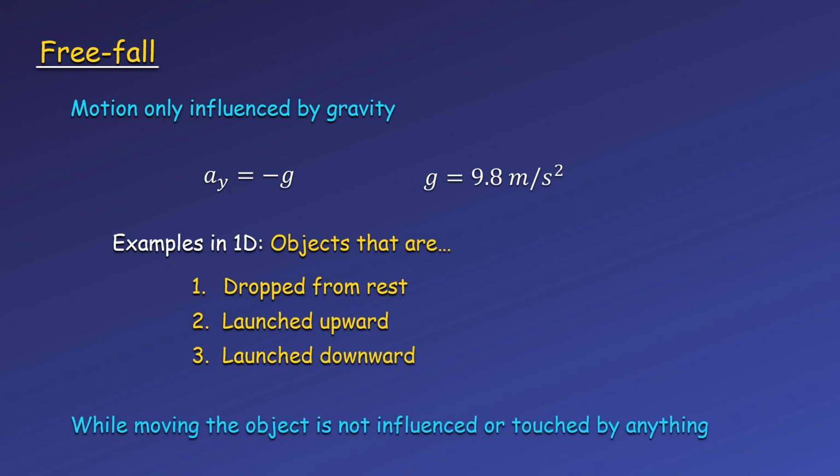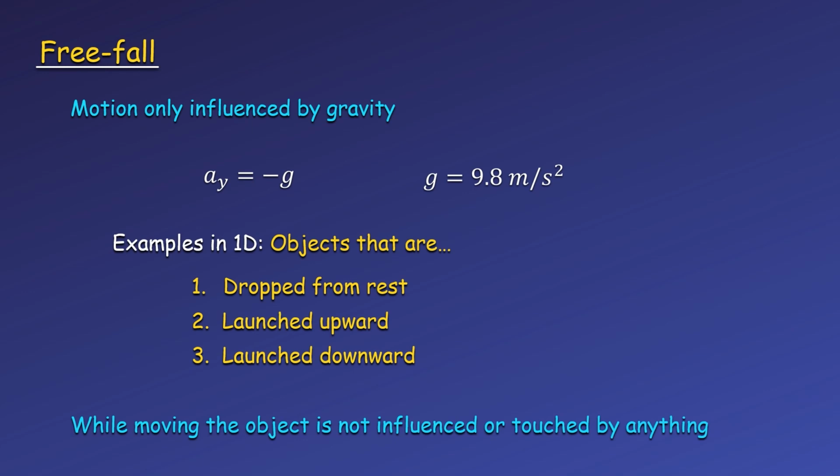In either case, it's important to remember the object is not being influenced or touched by anything but gravity, including air resistance. This is an ideal case, and it's an approximation. If the object is coming into contact with anything, it's no longer in freefall. So if you throw an object straight up, and then you catch it when it comes back down, we only consider the motion right after it leaves your hand and loses contact until the time just before it strikes your hand on the way down.